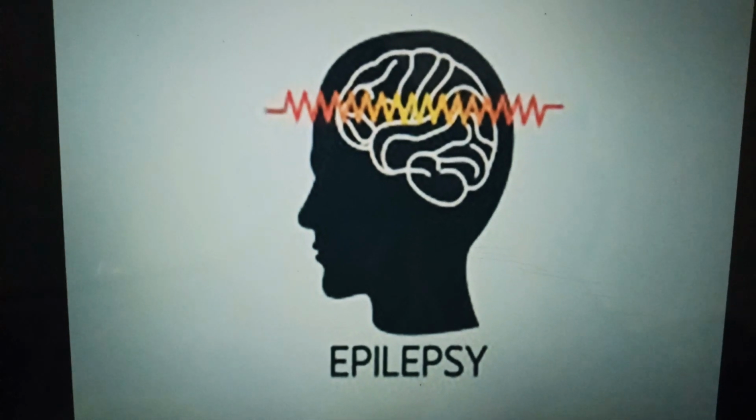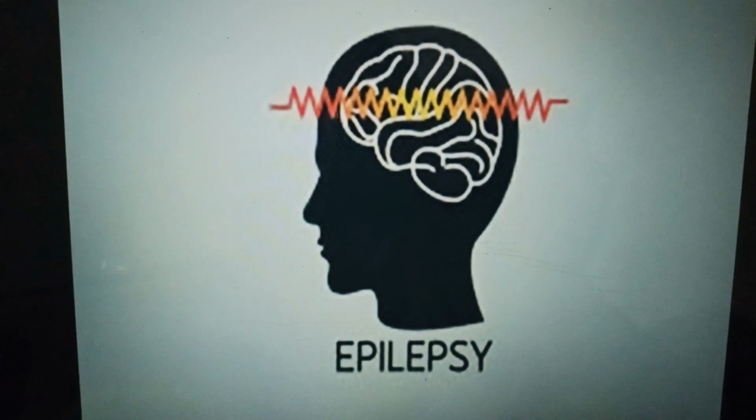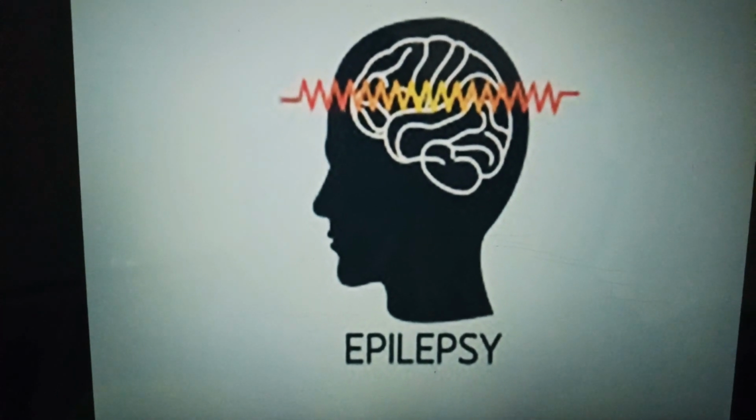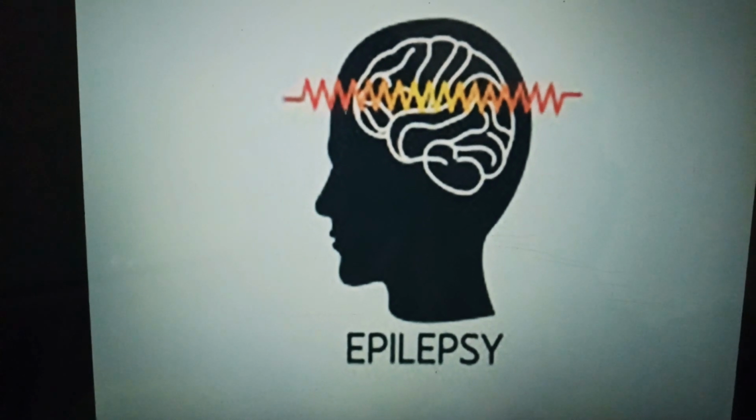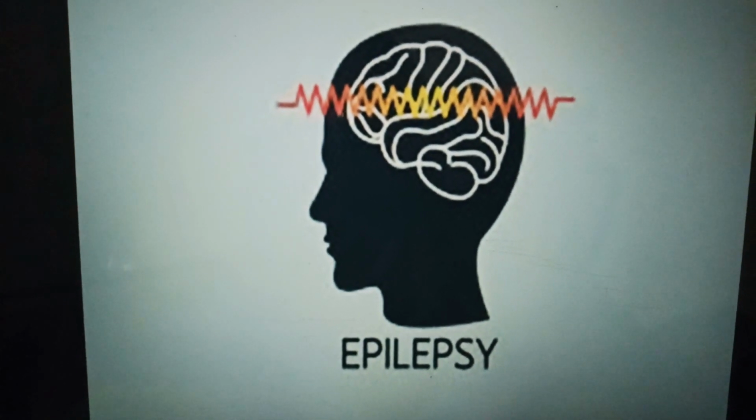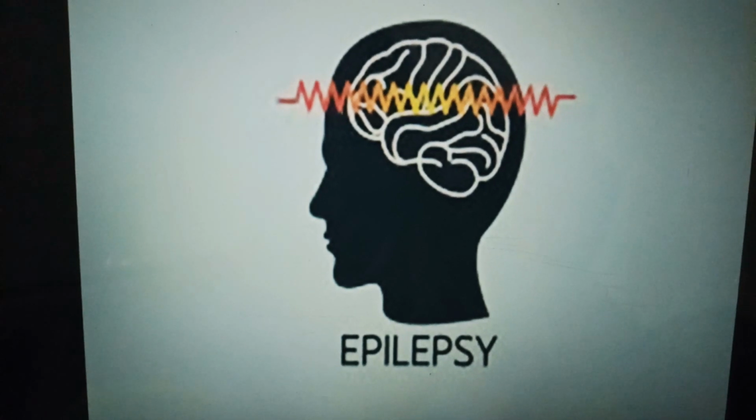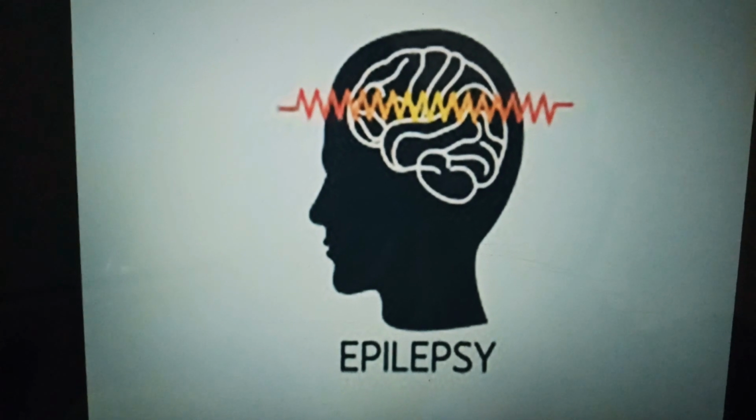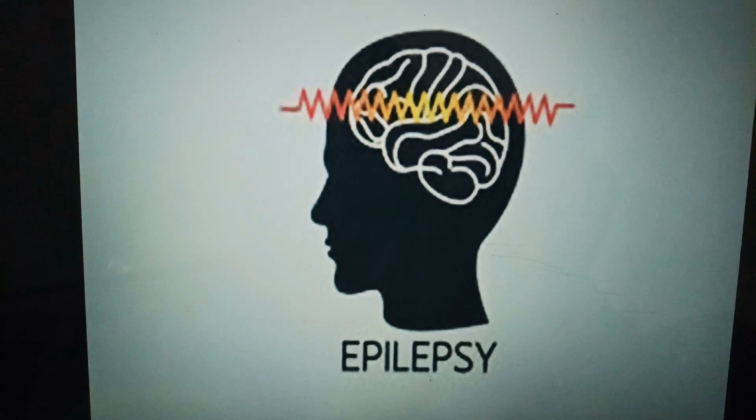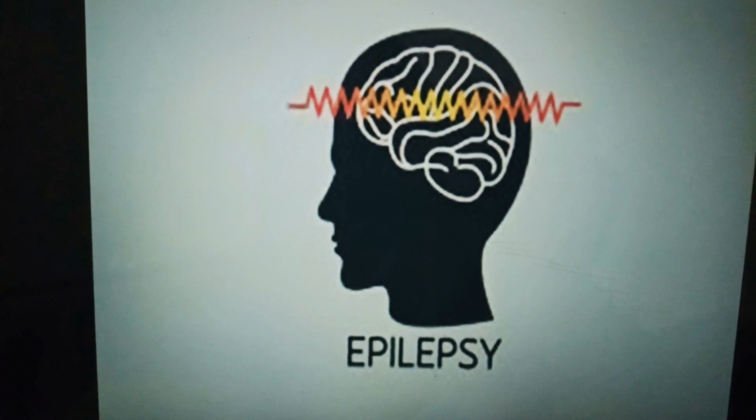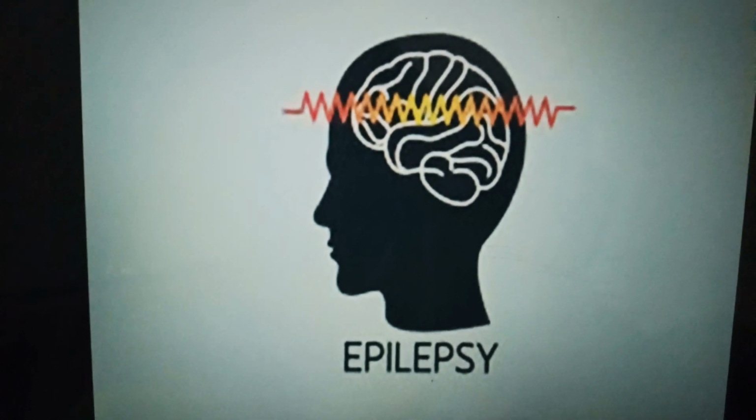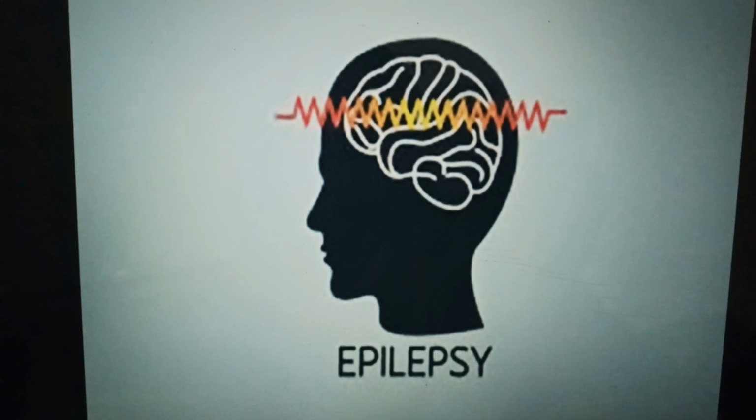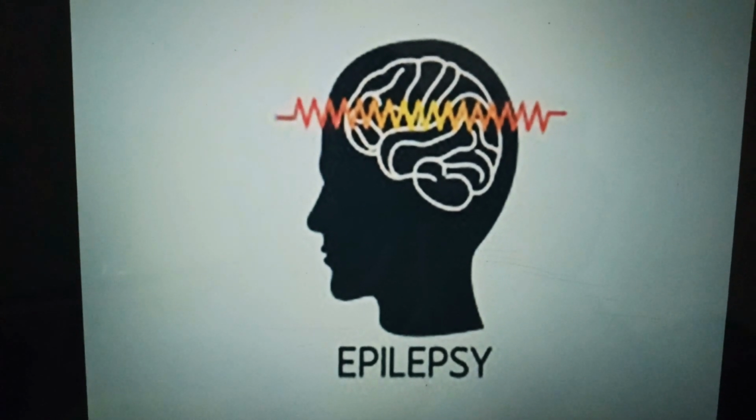The next disorder is epilepsy. Epilepsy is a nervous disorder in which there is abnormal and excessive discharge of nerve impulses in brain. It causes unprovoked seizures in patient. A seizure of epilepsy is a temporary abnormal state of brain marked by convulsions, and there is no known cure for this epilepsy, but medicines can control seizures.